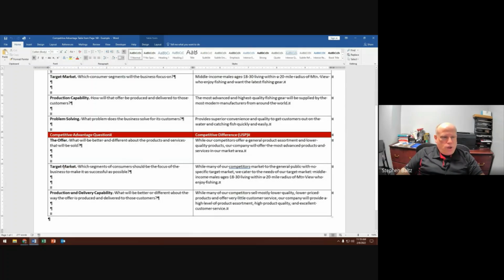And then the next one under competitive advantage, target market: which segments of consumers should be the focus of the business to make it as successful as possible? And my response is, while many of our competitors market to the general public with no specific target market in mind, we cater to the needs of our target market, which is middle income males ages 18 to 30 living within a 20-mile radius of Mountain View who enjoy fishing.